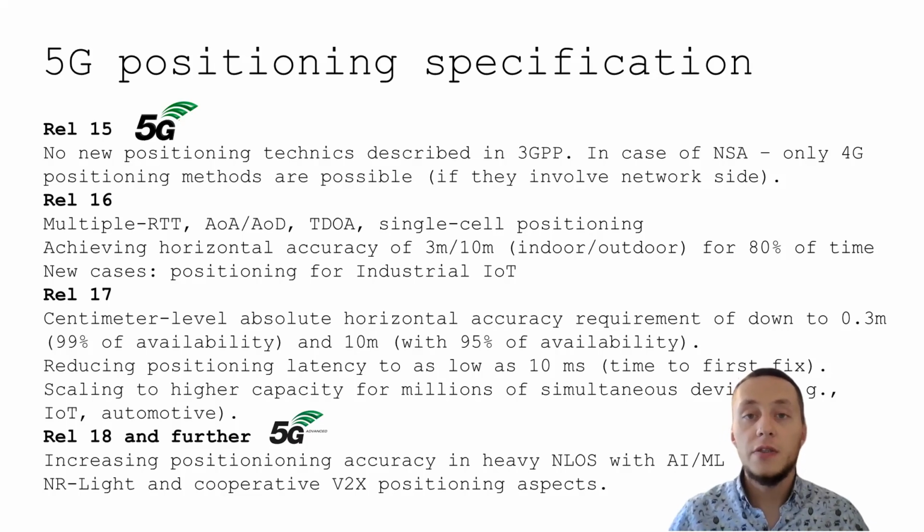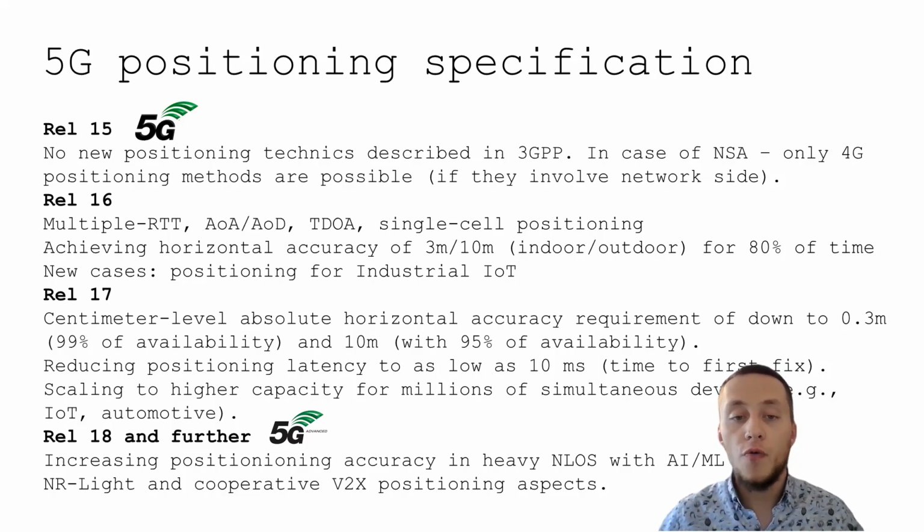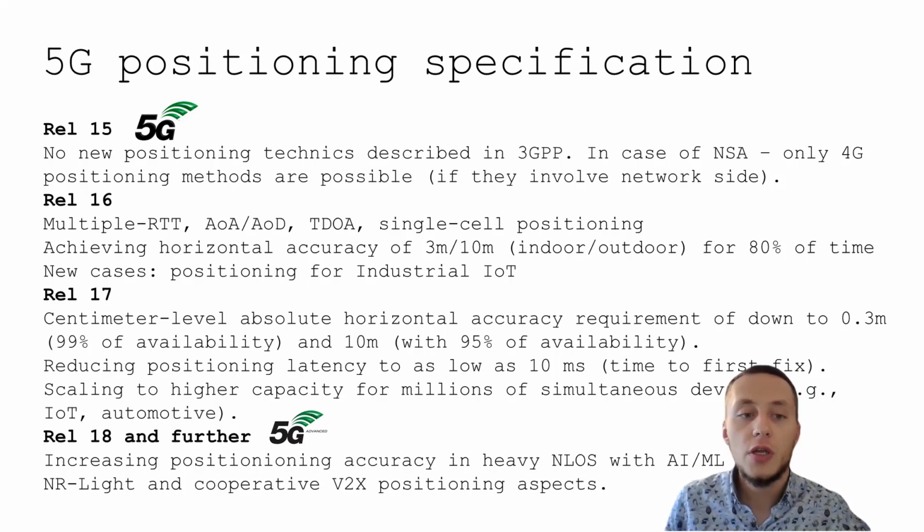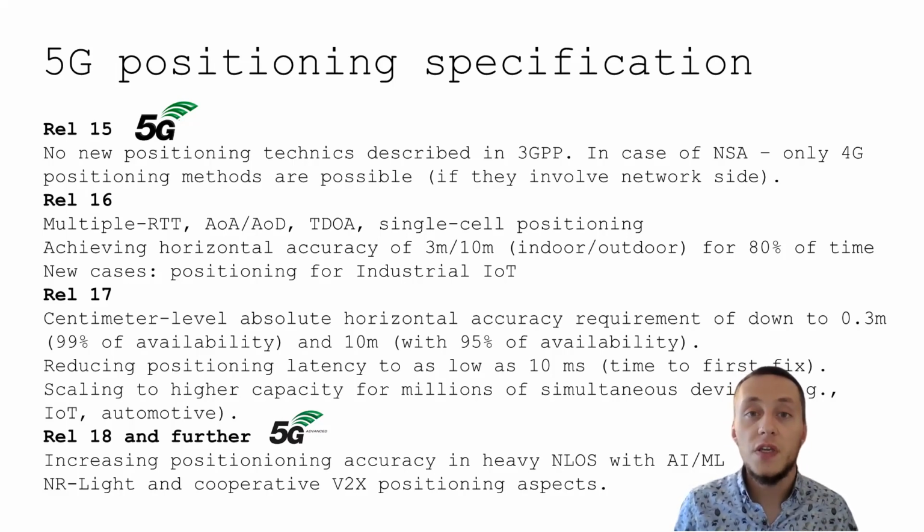Also, you may find very different lists and descriptions of use cases. In release 17, it is supposed to achieve centimeter-level accuracy with different requirements for availability of that positioning accuracy. So also there are requirements for latency. It means how fast the first estimation can be done. There are also multiple listed use cases for millions of simultaneous devices, IoT, and the automotive industry.